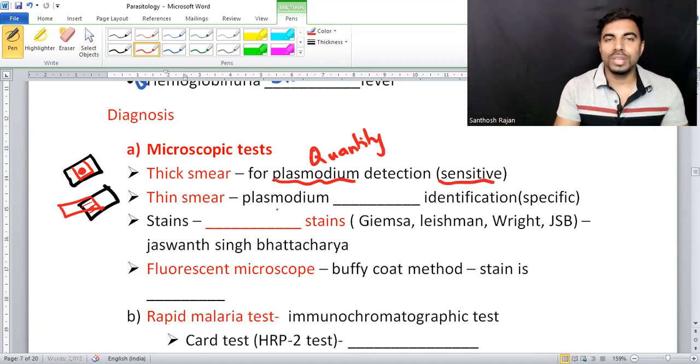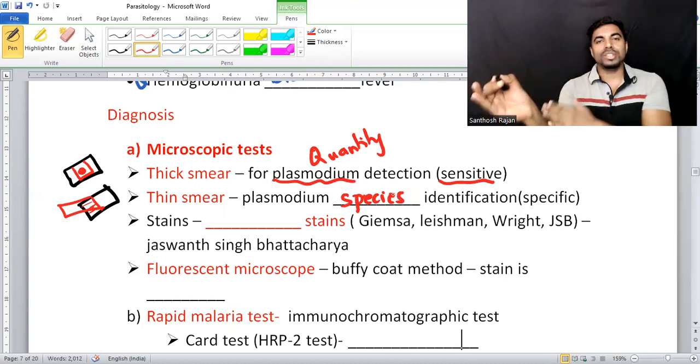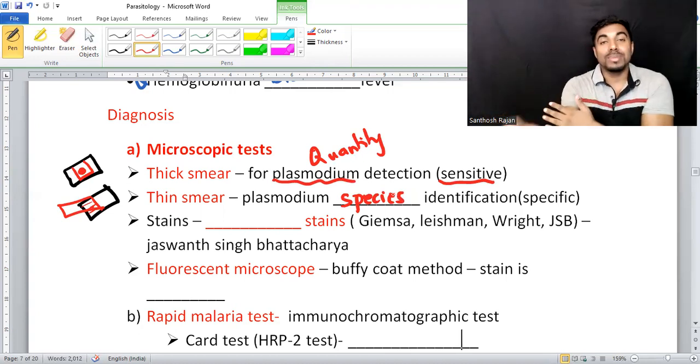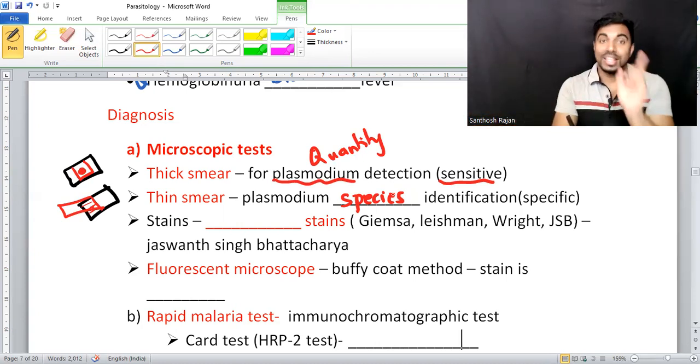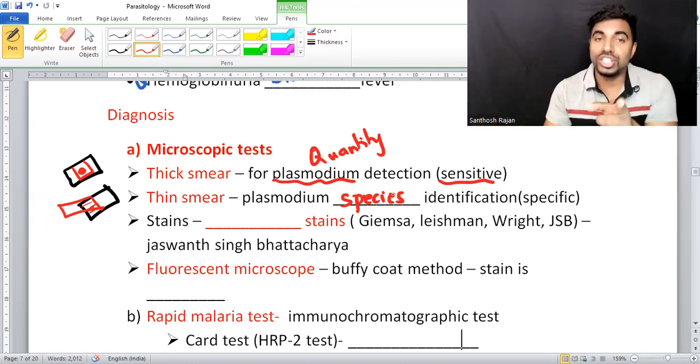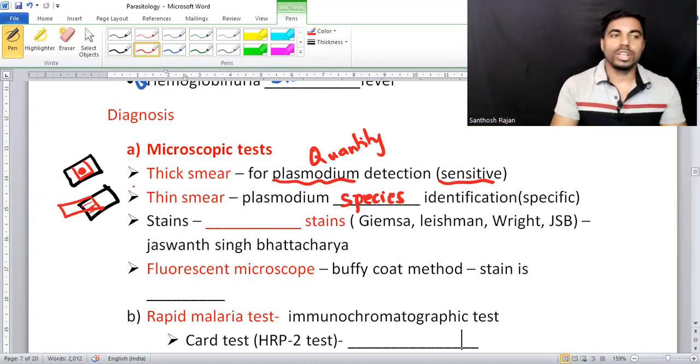But in a thin smear, the species can be identified, you can speciate. On the basis of shape, pigment and dots, you can say that this is falciparum or ovale or vivax or malariae. That's the important thing. In a thin smear, speciation can happen. Okay, that's obvious. So that can be a question.